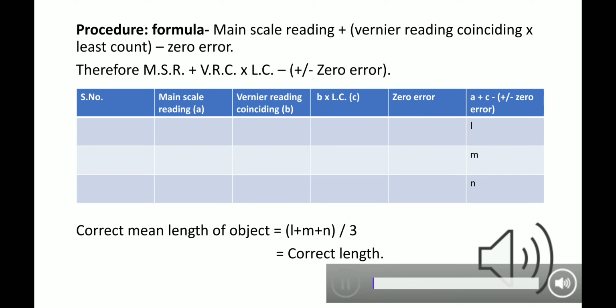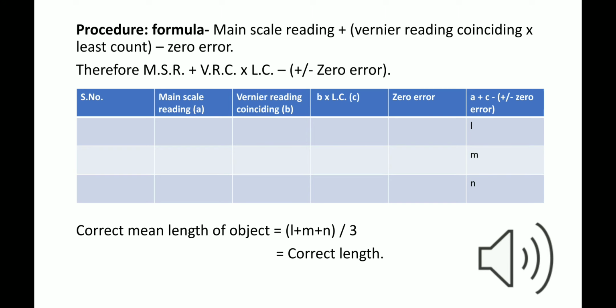So we studied how to take the reading, how to observe the reading, and we also studied that if there is a zero error, how to measure the zero error with signs. Now we are going to see what is the complete correct procedure of taking a reading with a vernier caliper in the lab.